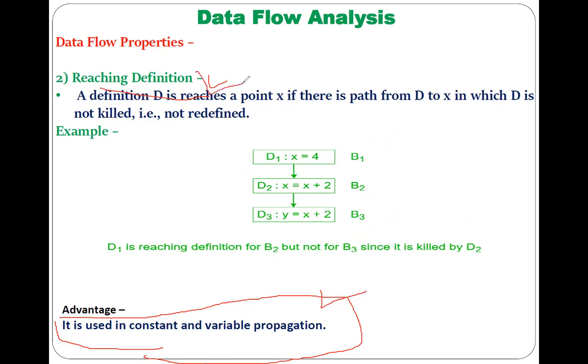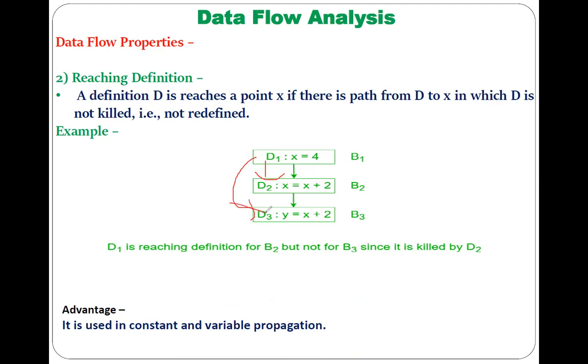Now, how can the reaching definition help us? The constant which you have declared here for X, you can propagate it up to D2 only. You cannot propagate it to D3, because it is getting modified here. So from this reaching definition, constant and variable propagation can easily be done, because from the reaching definition we get the idea that D1 reaches D2, but D1 does not reach D3.